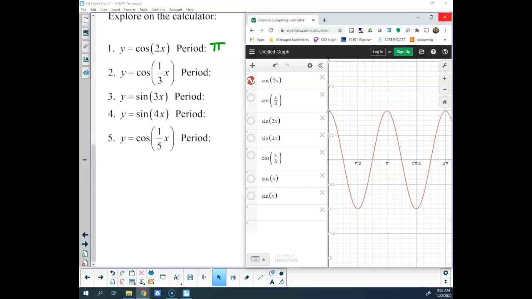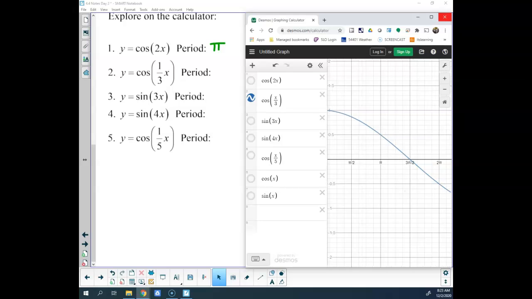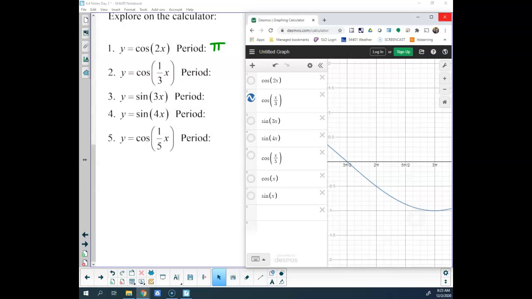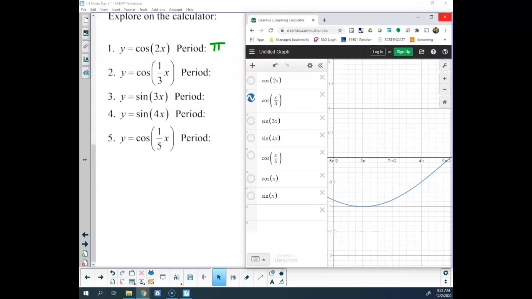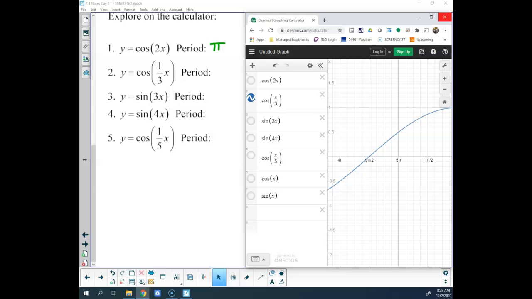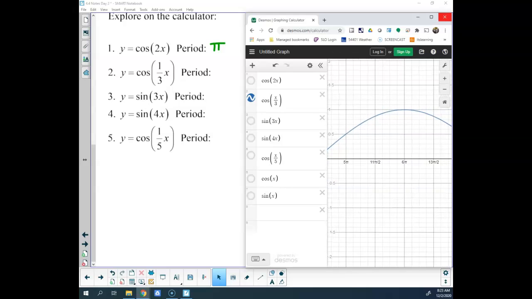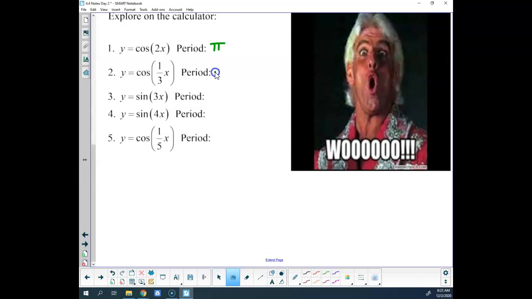Cosine of 1/3 x looks like that. Did we find, so we start on high, right? So we gotta scroll out until we get back to high. We're back at the high point at 6 pi. So the period of cosine of 1/3 x is 6 pi.